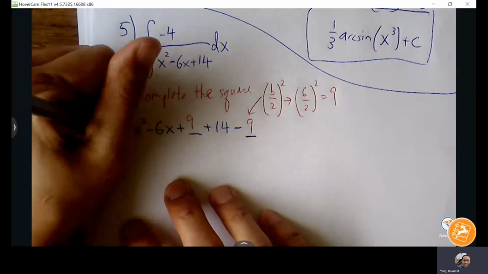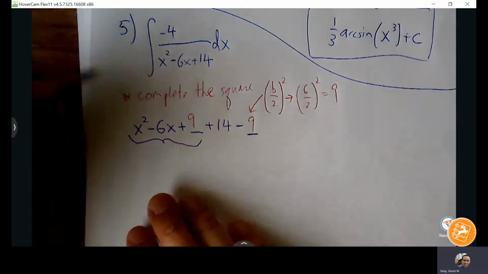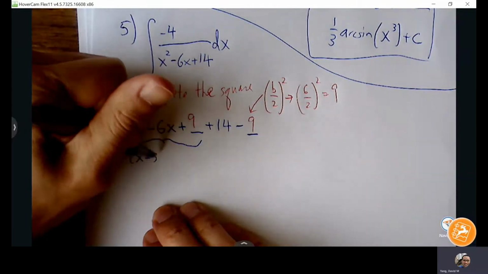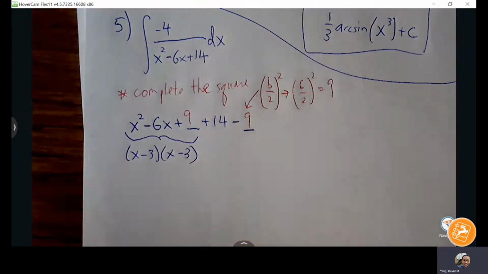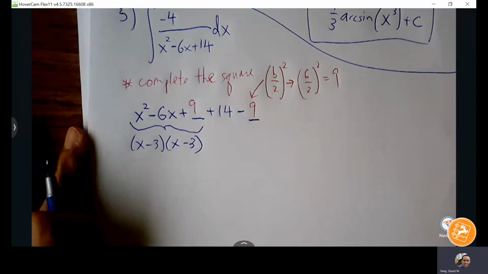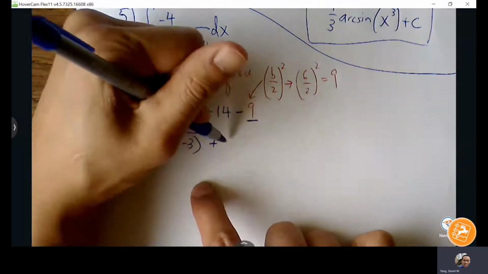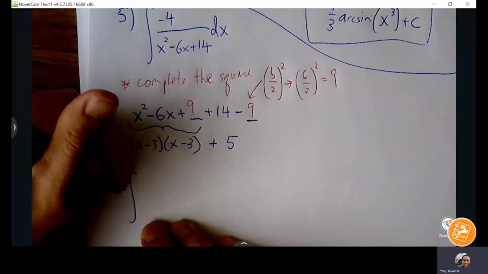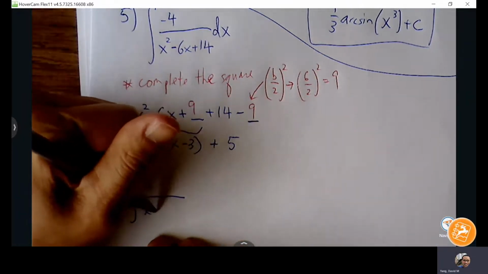Okay, the first 3 terms should factor nicely for us. What multiplies to be 9, adds up to be negative 6? Yeah, negative 3 and negative 3, right? And we know that we're expecting a duplicate binomial so that we can merge them together and make it x minus 3 squared. And then what is 14 minus 9? 5, okay. So we have a pathway towards getting that denominator cleaned up here.